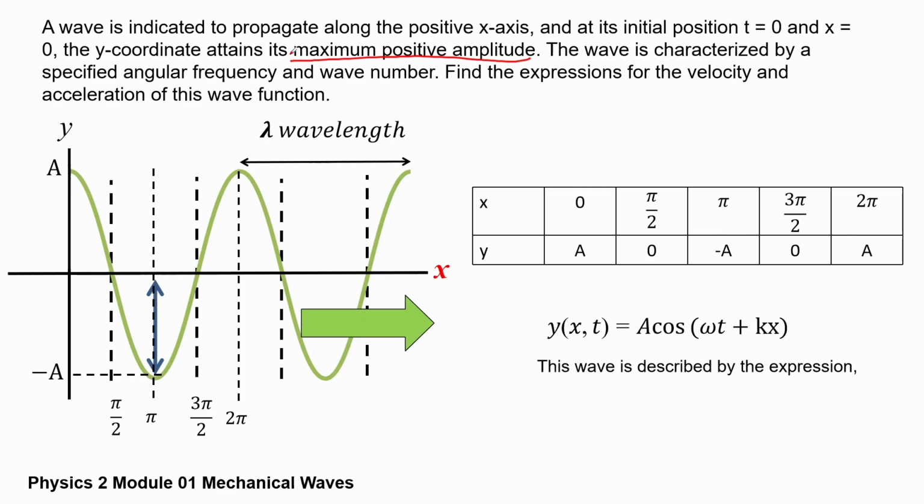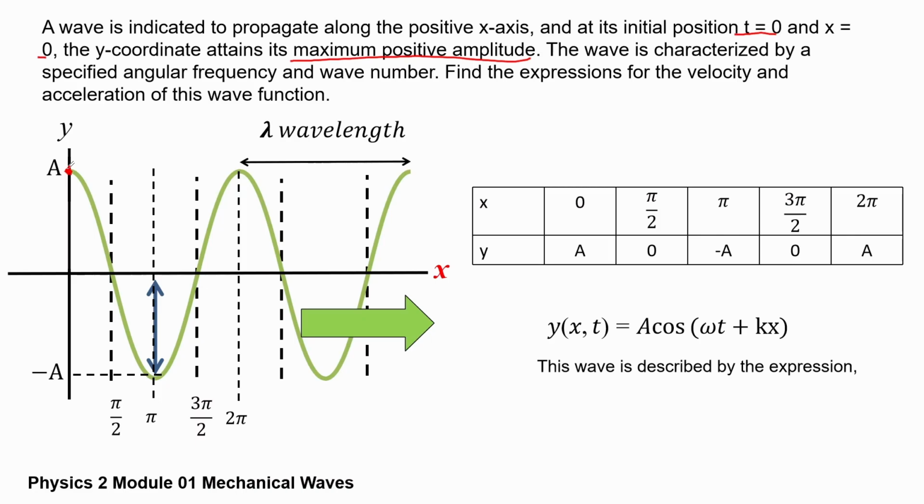First, let us try to draw the graph to better understand the function that we would be using. So, we use the following parameters for the x values: 0, pi over 2, pi, 3 pi over 2, and 2 pi. Now, it says here in the problem that at t equal to 0 and x equal to 0, it gives you a maximum positive amplitude. So we expect that the wave will be starting at the maximum positive amplitude here.